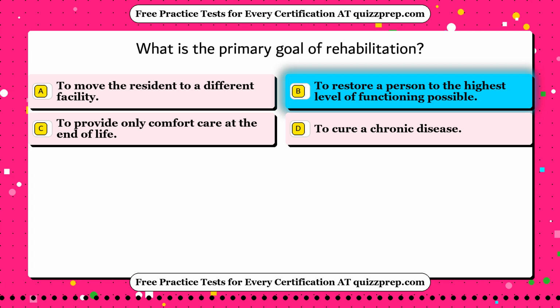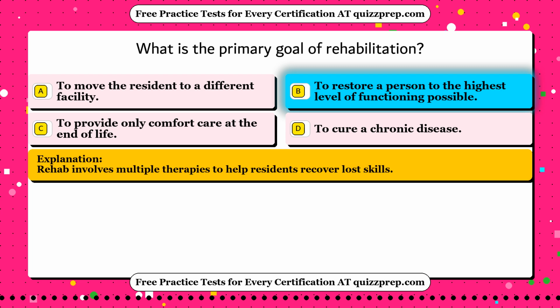The correct answer is option B. To restore a person to the highest level of functioning possible. Rehab involves multiple therapies to help residents recover lost skills.